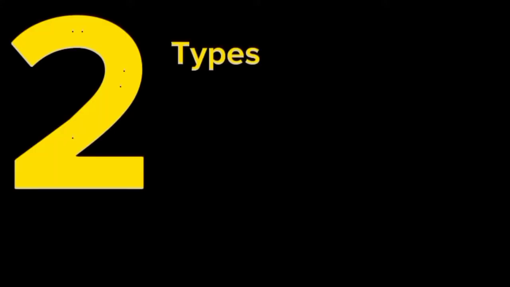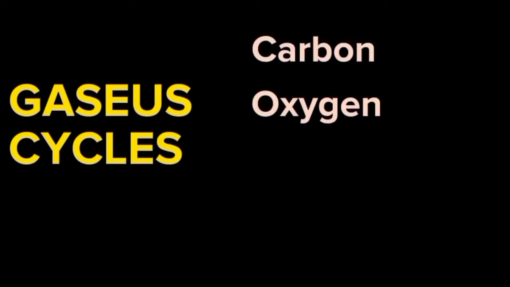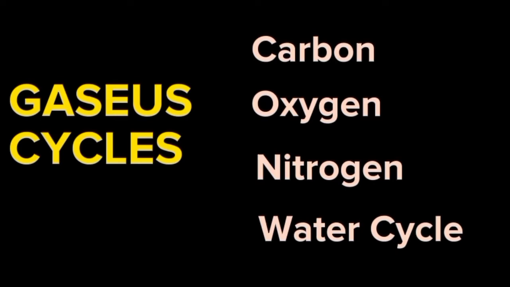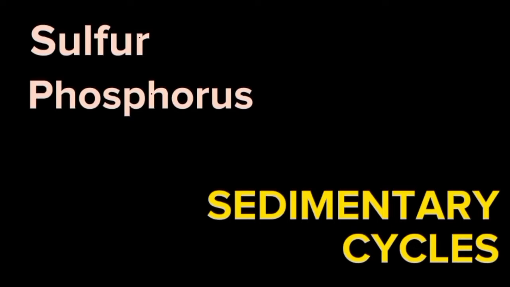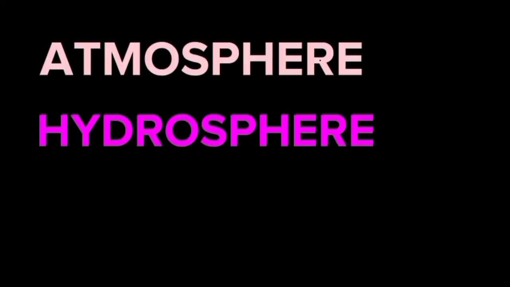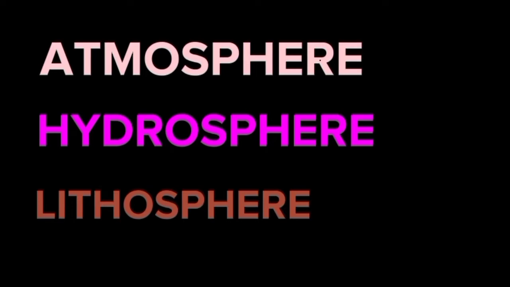Biogeochemical cycles are basically divided into 2 types: gaseous cycles and sedimentary cycles. Gaseous cycles include carbon, oxygen, nitrogen, and the water cycle. Sedimentary cycles include sulfur, phosphorus, rock cycle, and etc. These elements are recycled through the biotic and abiotic components of the ecosystem. The atmosphere, hydrosphere, and lithosphere are the abiotic components of the ecosystem.